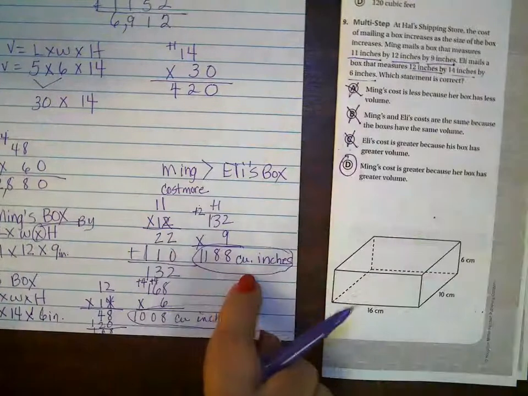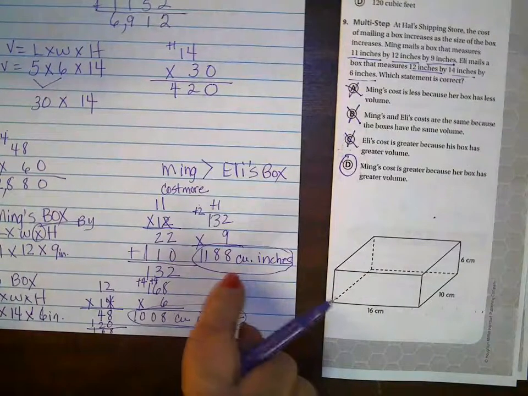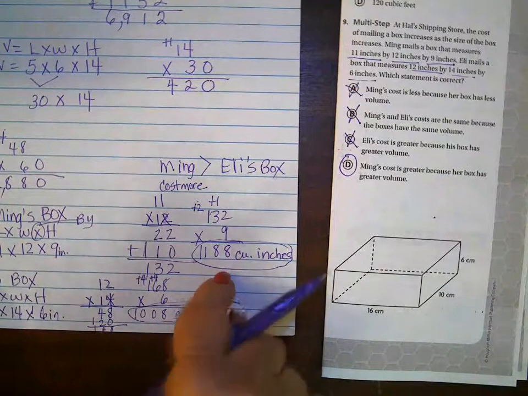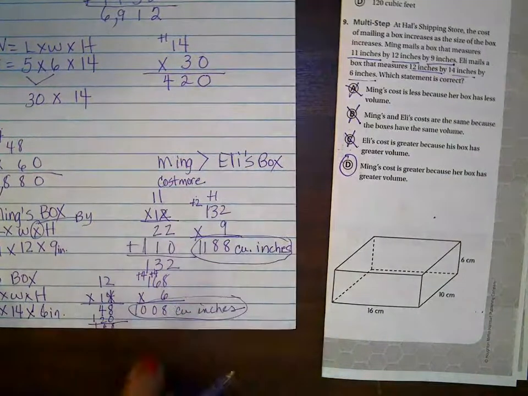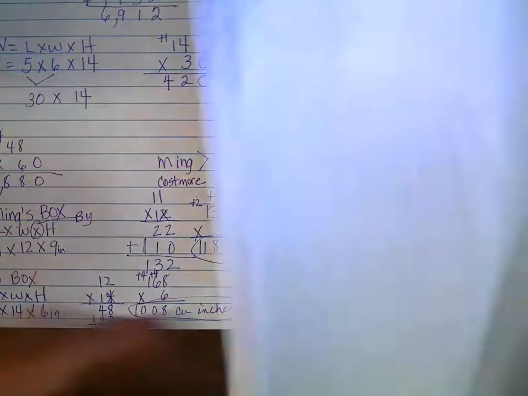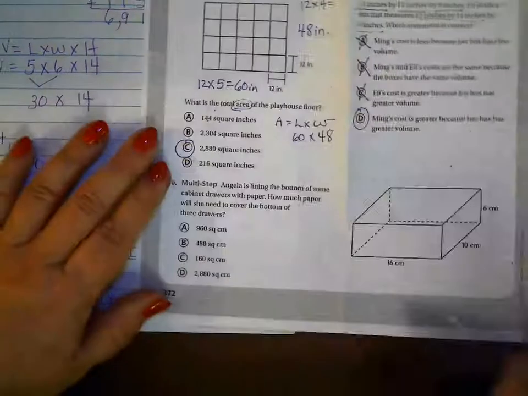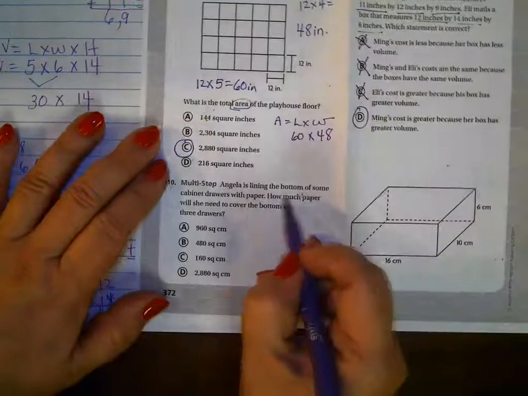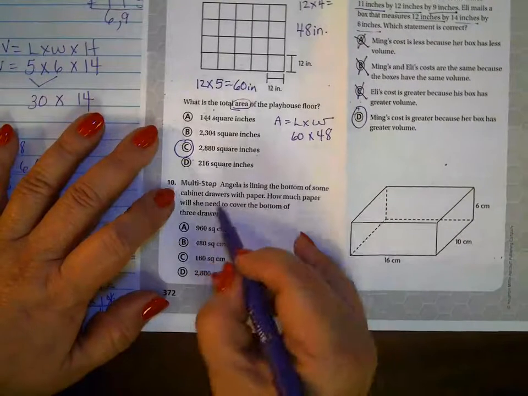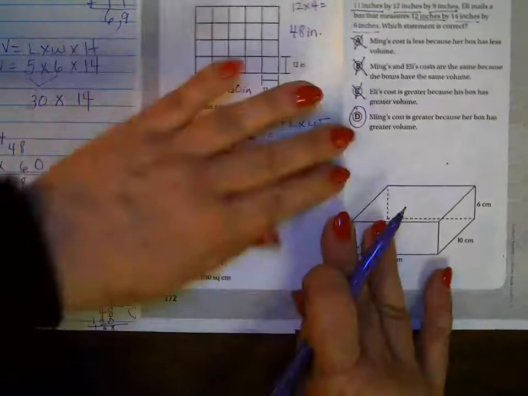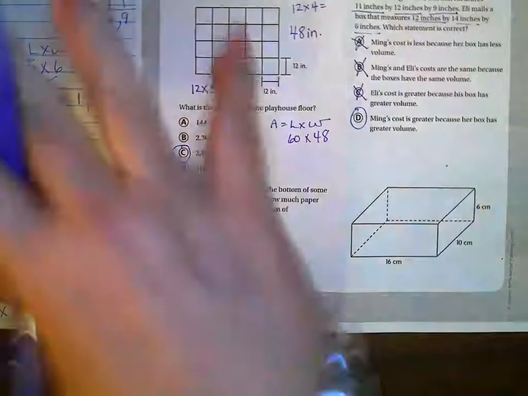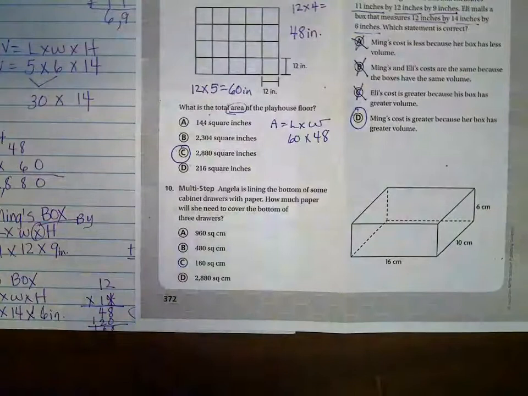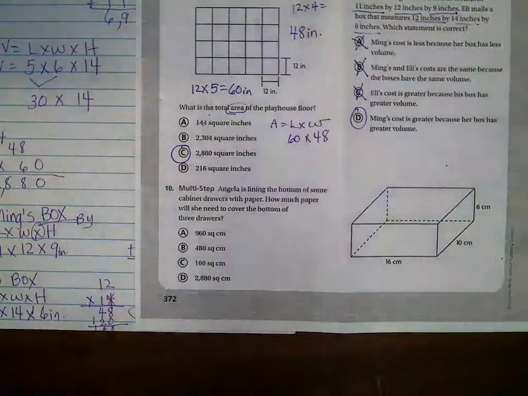So you had to make sure that you were labeling everything. Ming has the greater volume box, and because it's the greater volume box, it's going to cost more. Good job. All right, let's do this last problem and we're done for the evening. Angela is lining the bottom of some cabinet drawers with paper. All right, I've done this. Ask your mom if she's ever put lining on the bottom of the drawers in the kitchen or maybe in the bathroom.